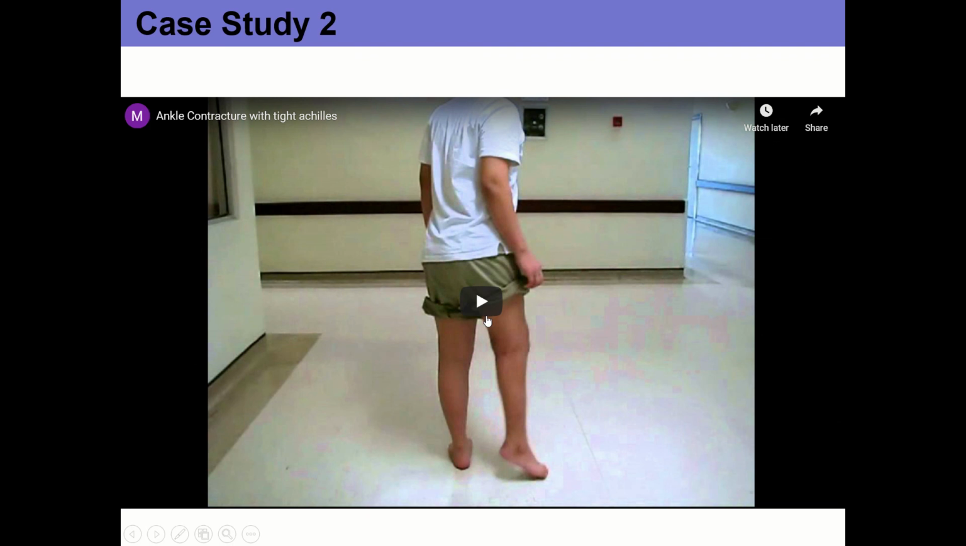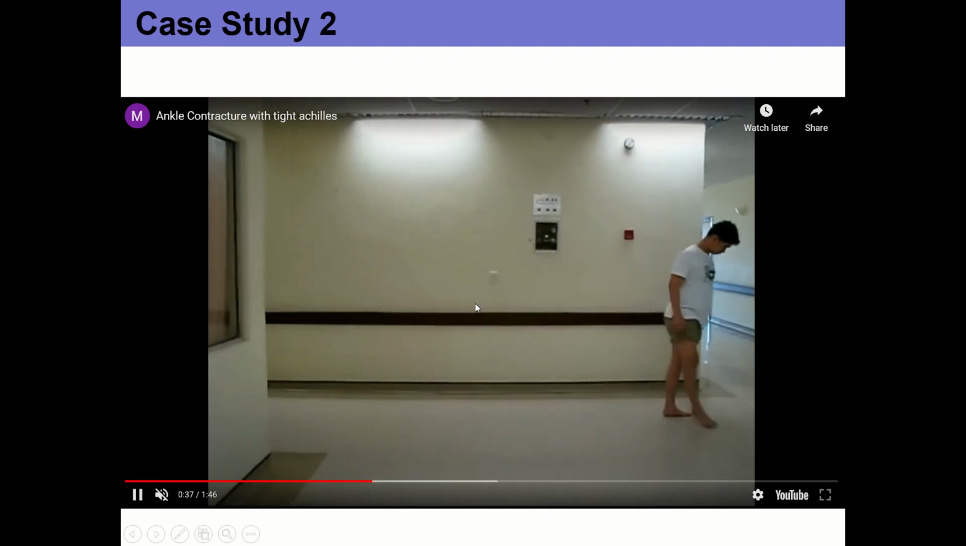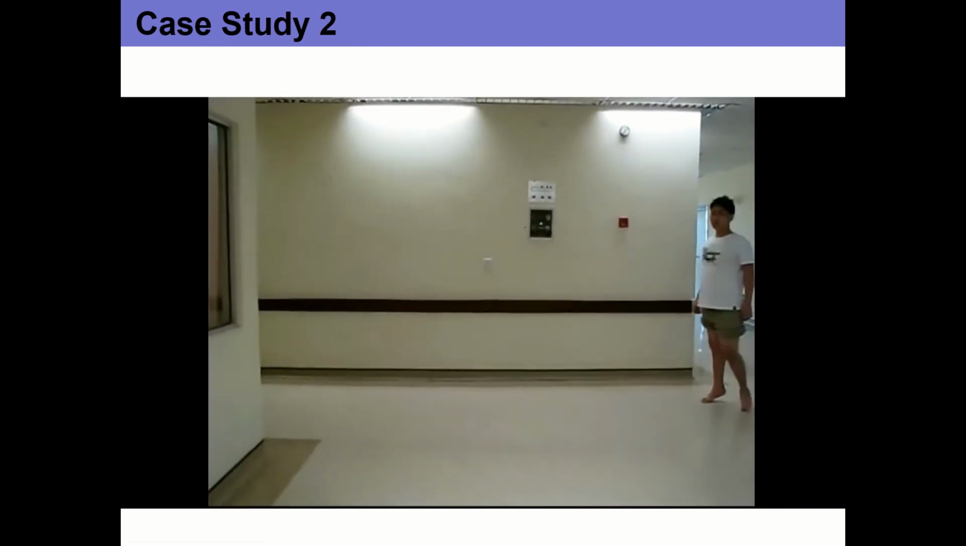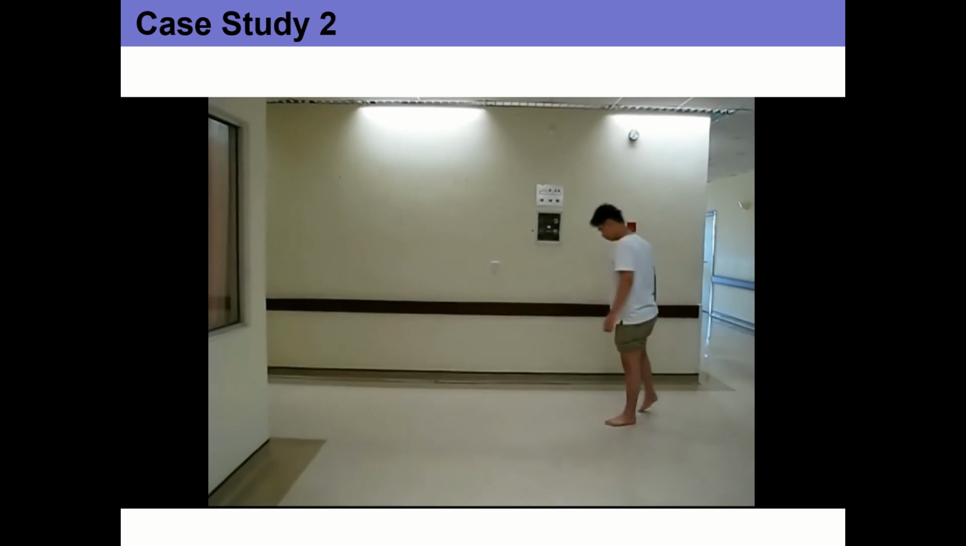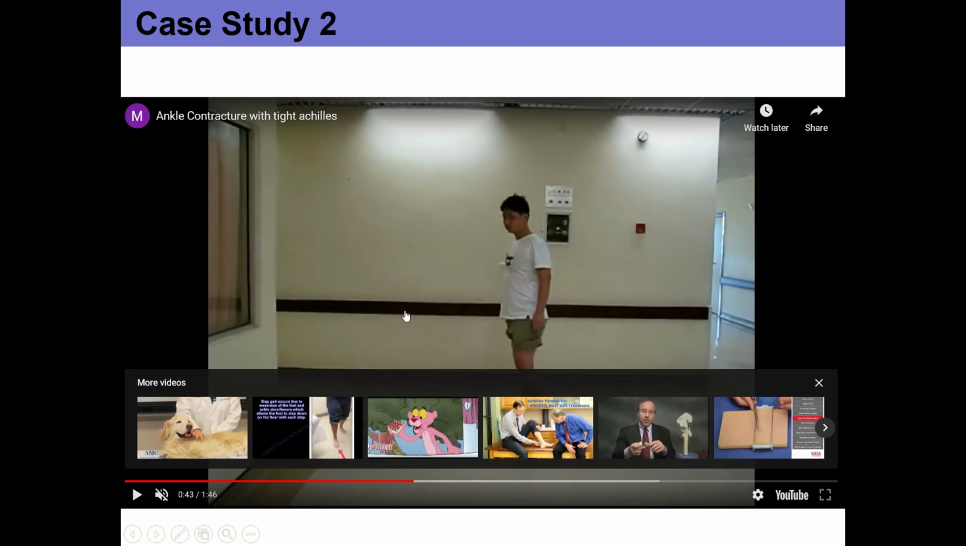Oops, let's back up one. So I'm not really sure what's wrong with his Achilles or with his gastroc complex, but what you can see here is that he has really limited dorsiflexion, right? So he's basically stuck in plantar flexion. And so in terms of the whole initial contact, his initial contact is obviously in the forefoot. He doesn't have a heel strike because he's always stuck in plantar flexion.